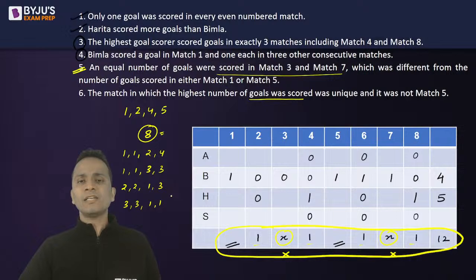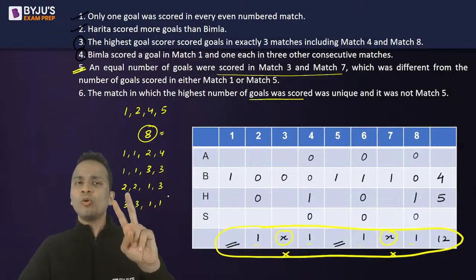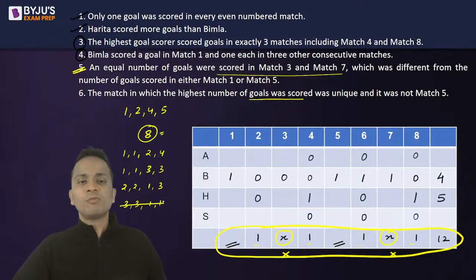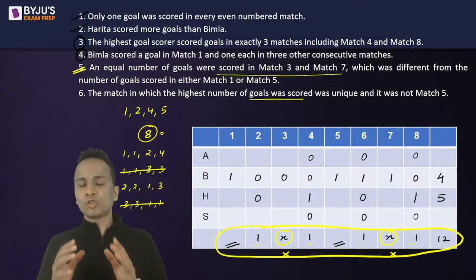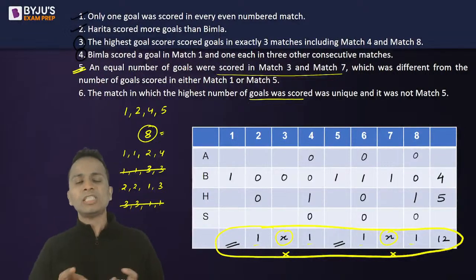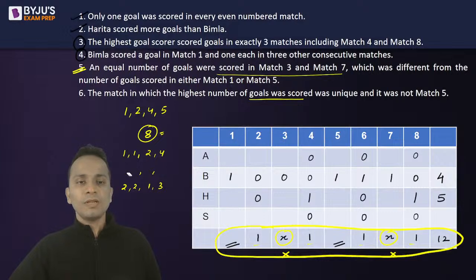Now combining this information with statement number 6, it says that the match in which the highest number of goals were scored should be a unique number. So the highest number of goals cannot be scored in 2 matches. So I will remove this possibility and this possibility. The highest number of goals scored should be there in only one match. It cannot share with any other match. So now I'm left with only 2 possibilities, which you can see on your screen, such that the highest number of goals scored is a unique number. Clear?